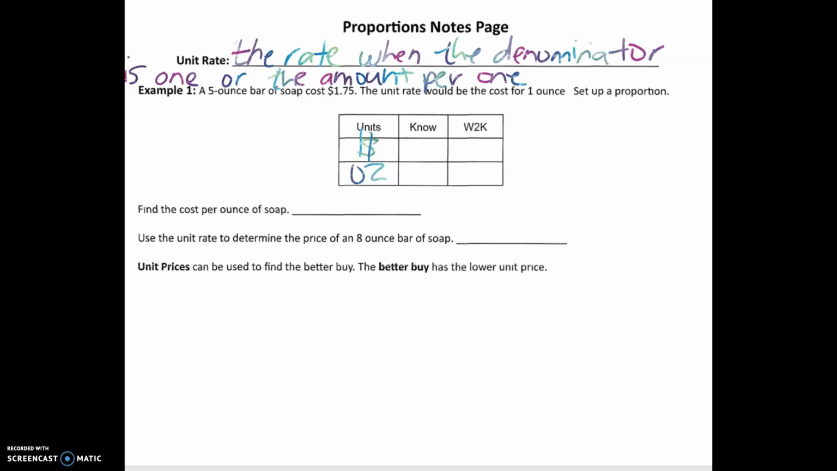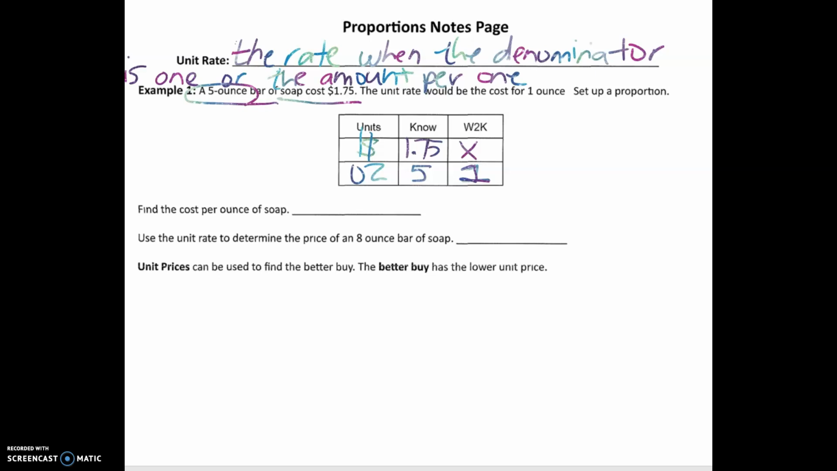From the problem, we're going to take what they actually do give us. We do know that for money, it's $1.75. We know for 5 ounces, so for 5. Now we're trying to find the per 1. So ounces, we have 1, and what we don't know is the per 1. And then at the top we put our x, our variable. In this case, I'm going to use an x.